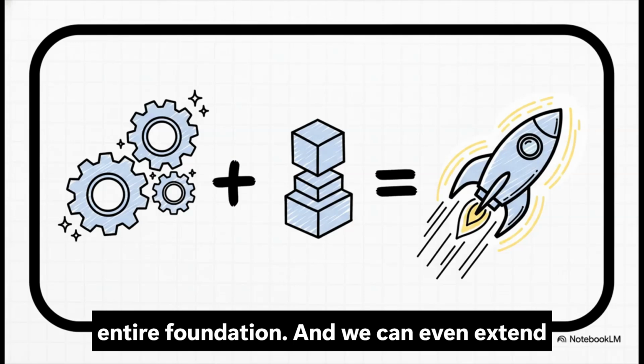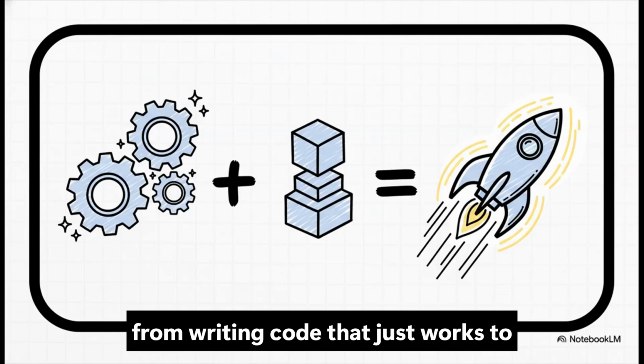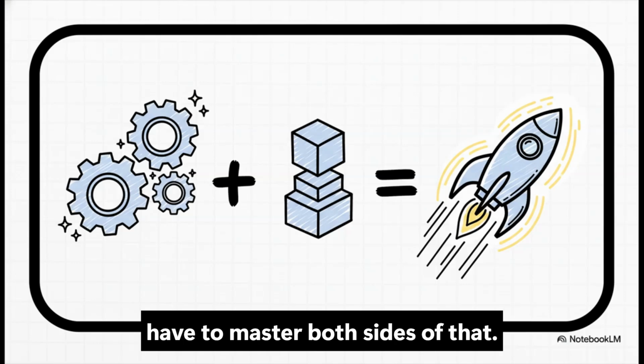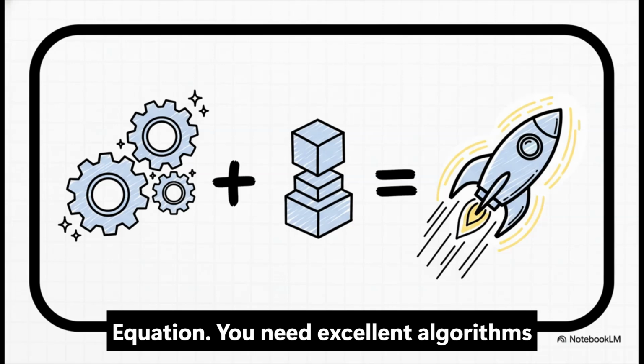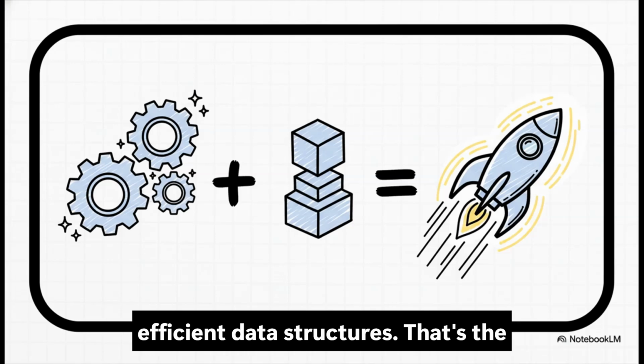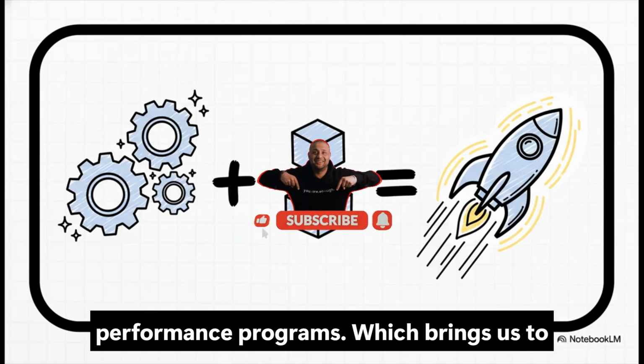And we can even extend that beautiful idea. If you want to go from writing code that just works to writing code that works brilliantly, you have to master both sides of that equation. You need excellent algorithms, and you have to combine them with efficient data structures. That's the real key to creating superior, high-performance programs.